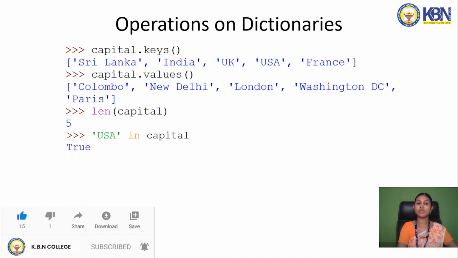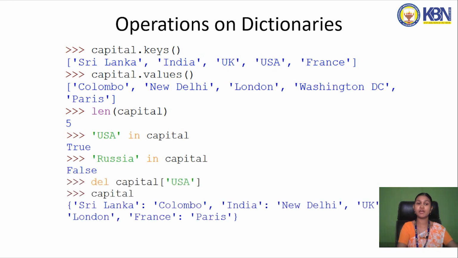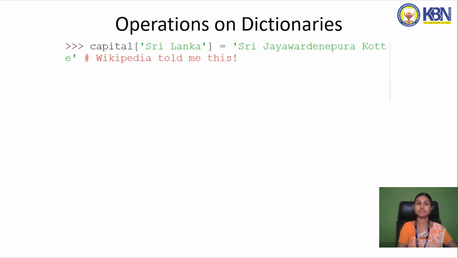I am asking whether USA is in capital. In the capital variable, is USA found or not? If it is there, it will be displayed as true. Otherwise, Russia in capital is not there, that's why it is false. To delete a particular value, you have to use the del function. Then the capital variable is automatically updated.